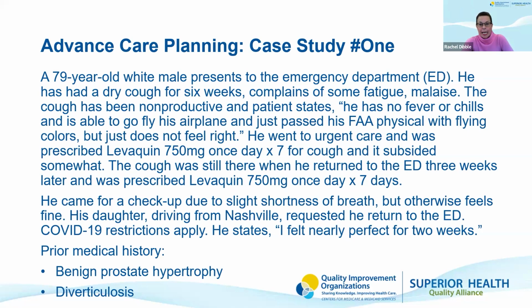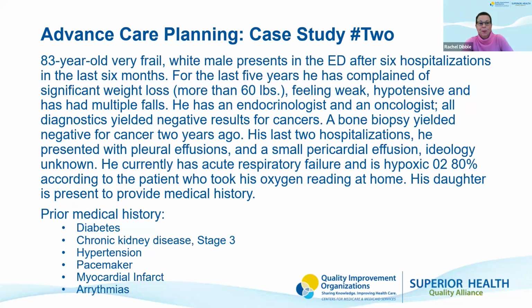Let's go to the next case, and then I'm going to stop. So here is advanced care planning for case study number 2. This 83-year-old, very frail white male presents to the ED after 6 hospitalizations in the last 6 months. For the last 5 years, he has complained of significant weight loss, more than 60 pounds, feeling weak, hypotensive, and has had multiple falls. He has had an endocrinologist and an oncologist.